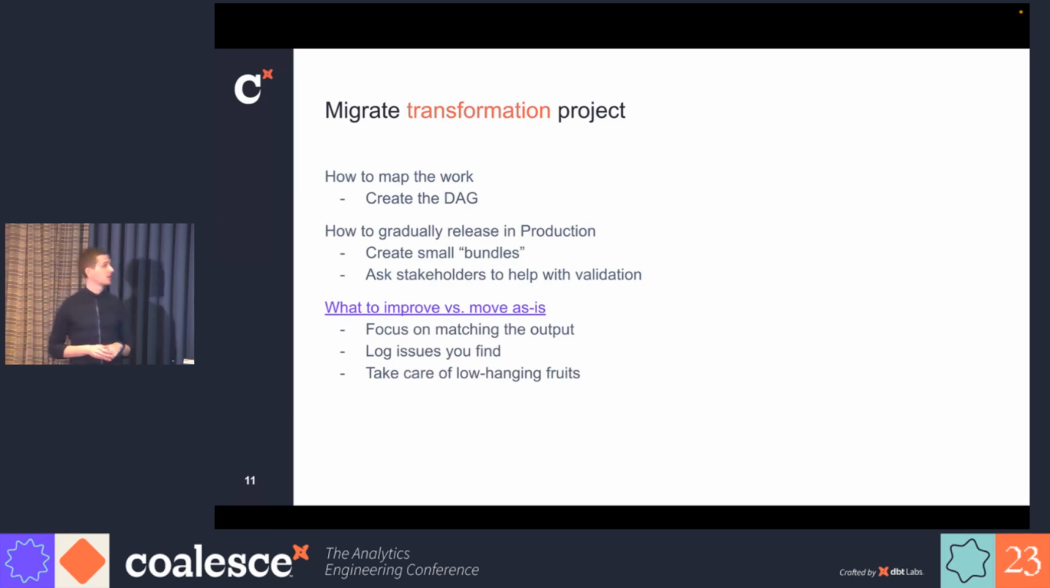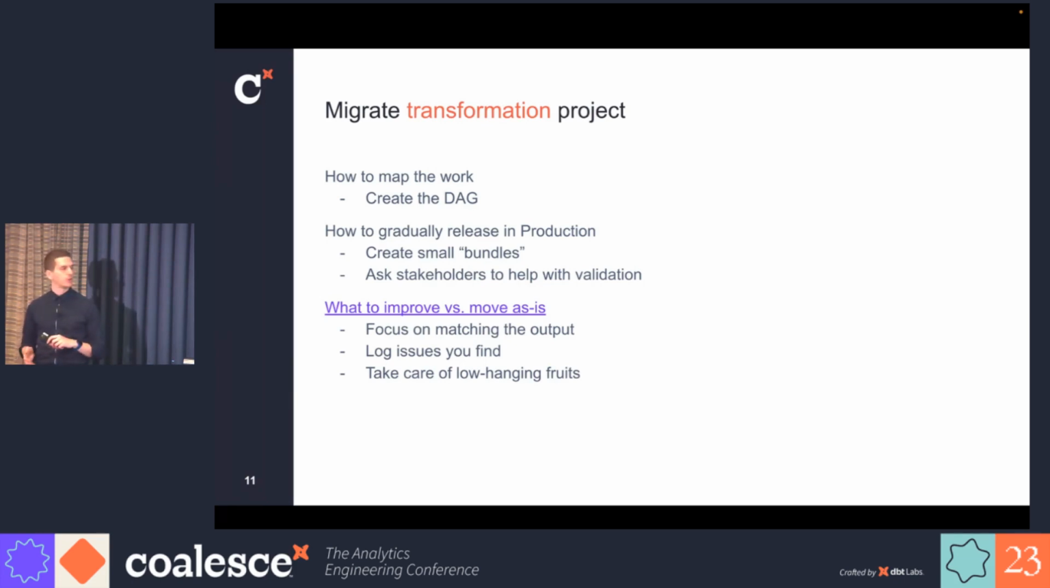Another question I think is very interesting, and this is a clickable link. Maybe I will try to put it on Slack somewhere. It's actually from Slack as well. It's about what to improve versus what you want to move as is. I think the thread here was really interesting. The general consensus was that you should focus on matching the output, right?